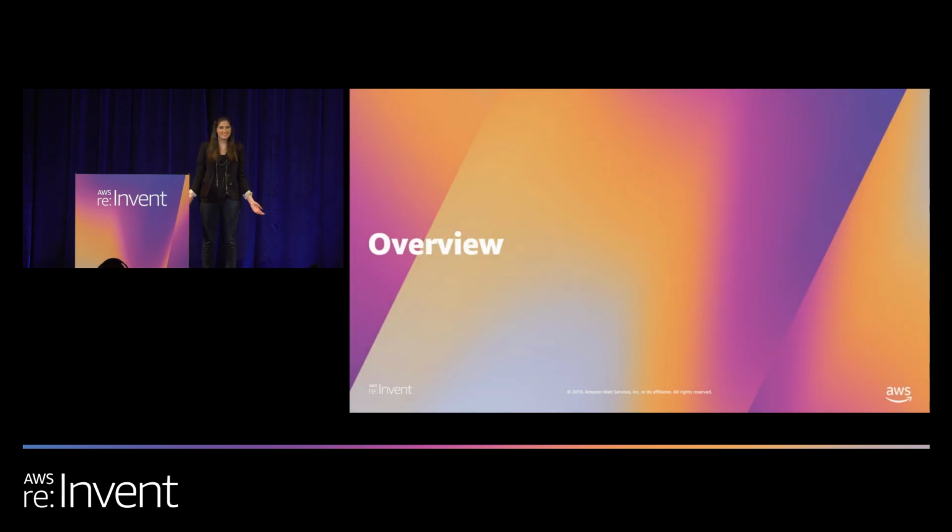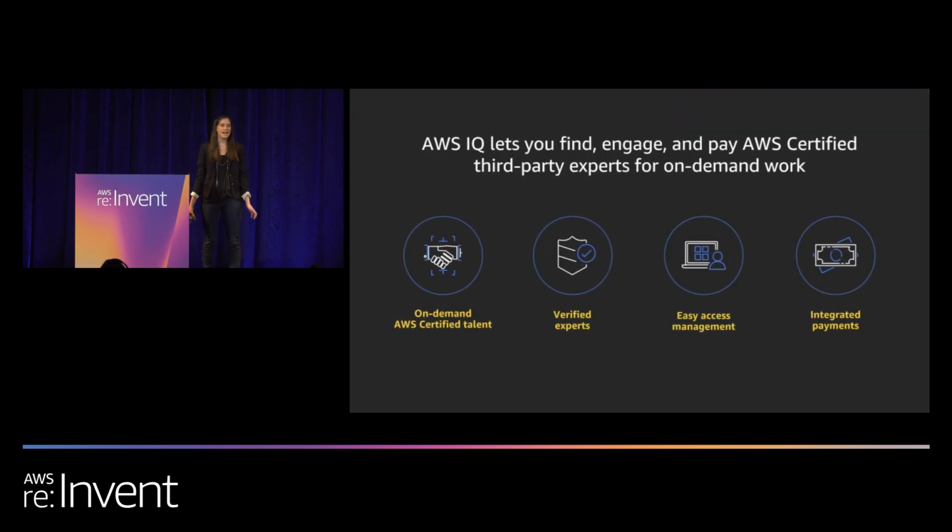All right, so what is IQ? Why are all of you here this morning? At a high level, IQ allows you to find, engage, and pay AWS certified third-party experts for on-demand work. All of the experts on IQ are based in the US and have AWS certifications and identities that have been verified. Two key features of IQ are easy access grants management to grant experts permission to your AWS environment, and integrated payments in order to pay the experts for their services through your AWS account.